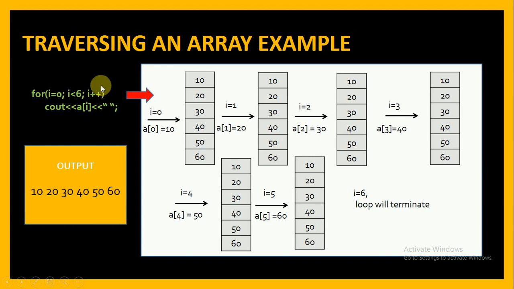Again i will be incremented, and this time i will become 6, as you can see. And 6 is not less than 6. The condition is false, so the loop will terminate. This is the output of my program.